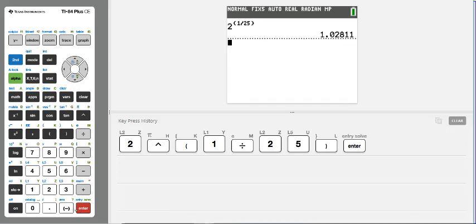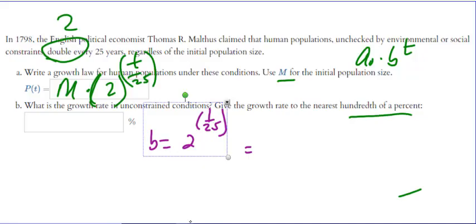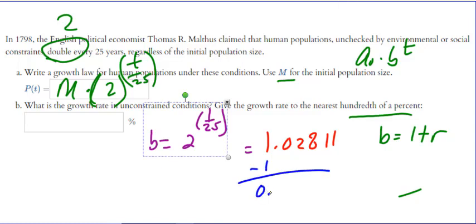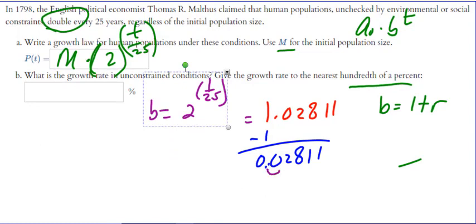Okay, and it's growing. So it's 1.02811. All right, now, remember base is equal to 1 plus r. So if I subtract 1, I get 0.02811, ladies and gentlemen. And then if I turn around and multiply by 100, I get 2.811% for r. So to the hundredths, so 2 decimal places, so 2.81%.